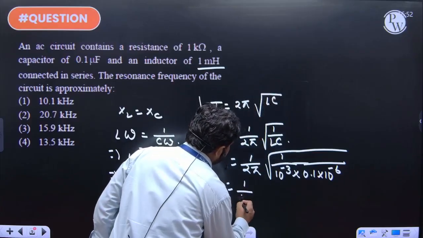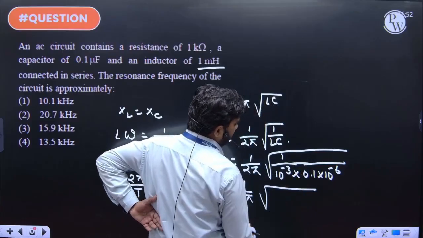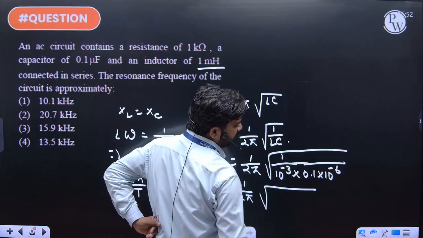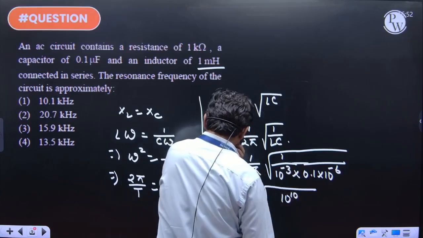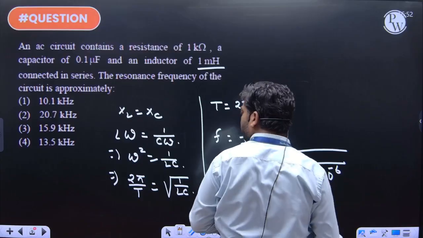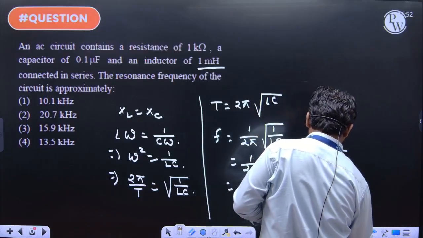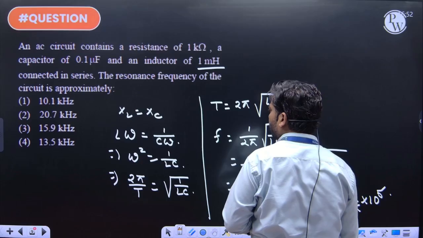So let's check the calculation, how much we are getting. 10 to the power minus 6, 10 to the power minus 3, that is 10 to the power minus 9, and 1, 10 to the power minus 10. So here it is 10 to the power 10, right? So 10 to the power 10, so 1 by 2 pi into 10 to the power 5, correct?